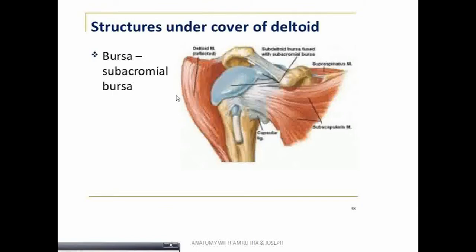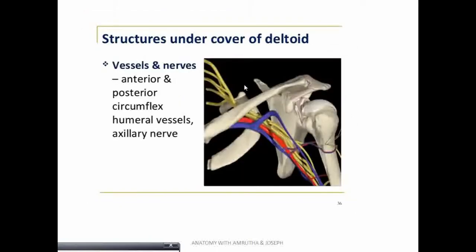Bursas are also related. Bursas are synovial outpouchings of synovial membrane. They are actually seen in between the structures which undergo friction. Subacromial bursa is placed below the acromion process. Some vessels and nerves: anterior and posterior circumflex humeral vessels. They are encircling the surgical neck of the humerus. Axillary nerve is also related to the surgical neck of humerus. These structures are related below the deltoid.